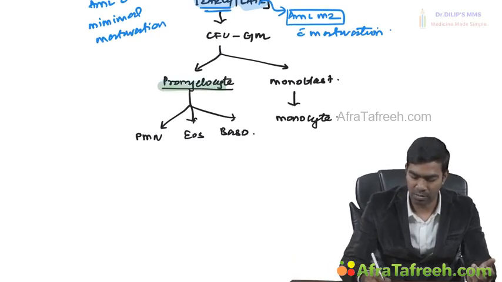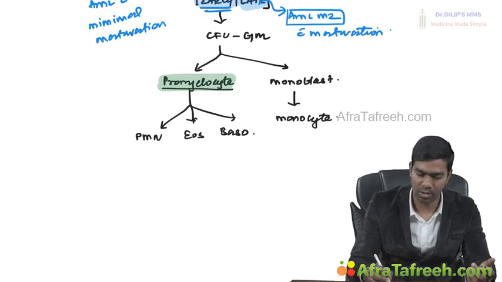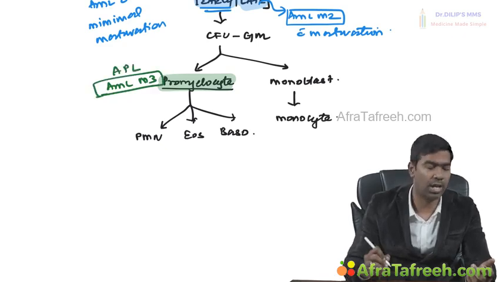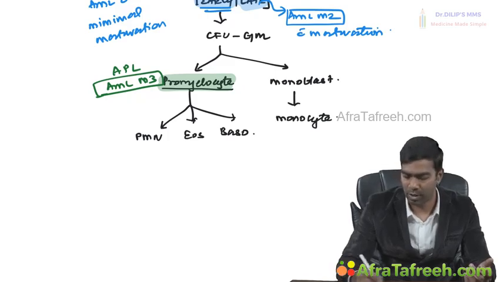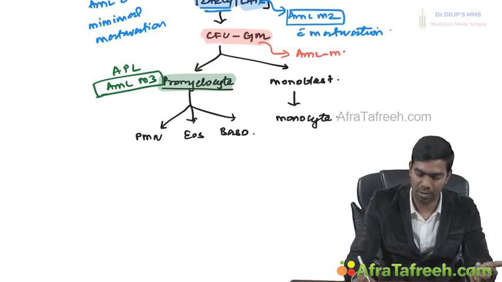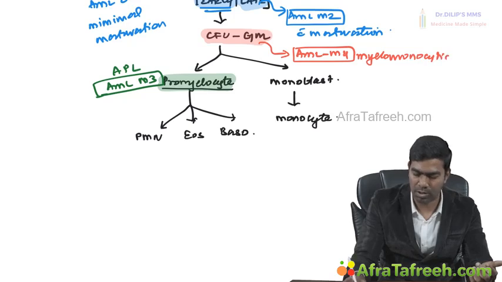If it's originating from the promyelocyte, we are going to call this AML M3, otherwise referred to as acute promyelocytic leukemia, or APL or APML. If it originates from the common granulocyte monocyte precursor or colony forming units GM, this is what we refer to as AML M4, otherwise called myelomonocytic leukemia, because it's going to have both granulocytic as well as monocytic maturation.